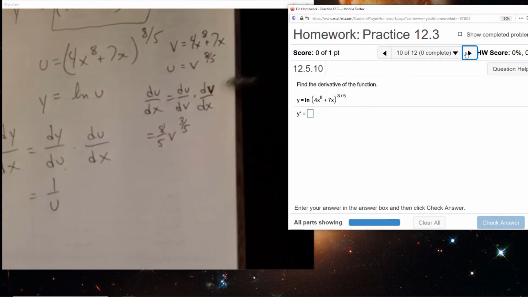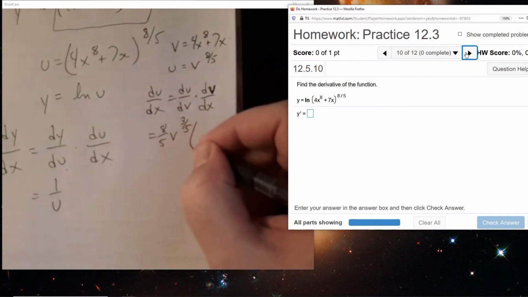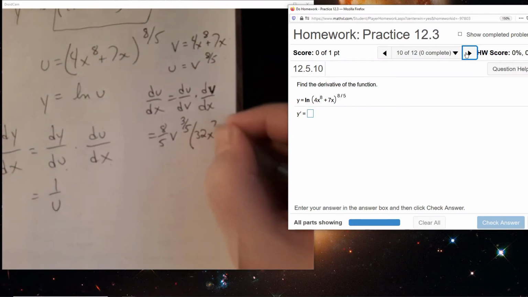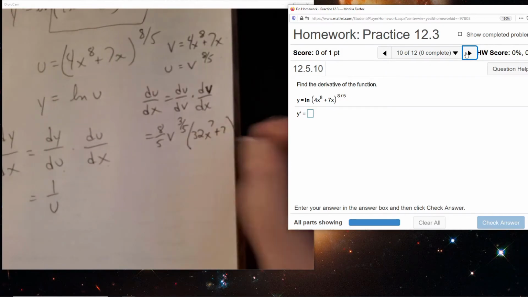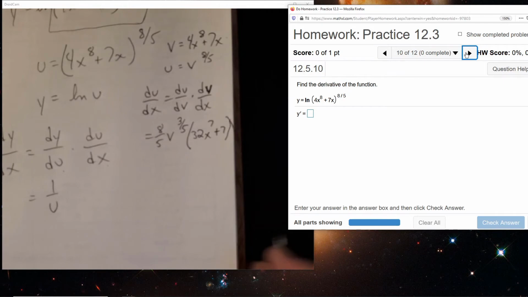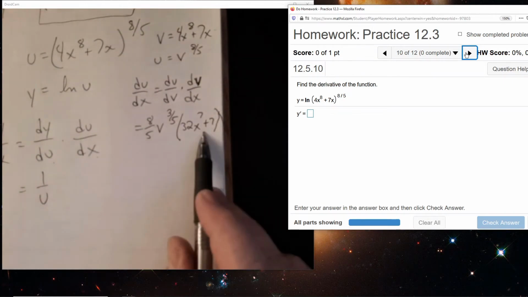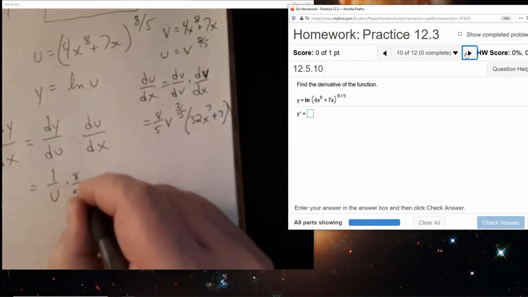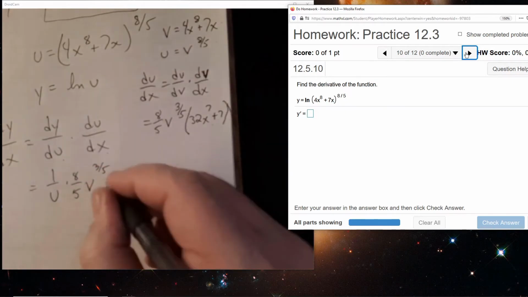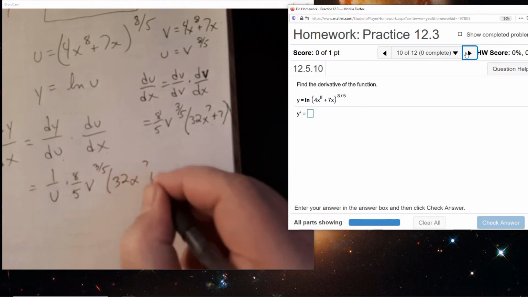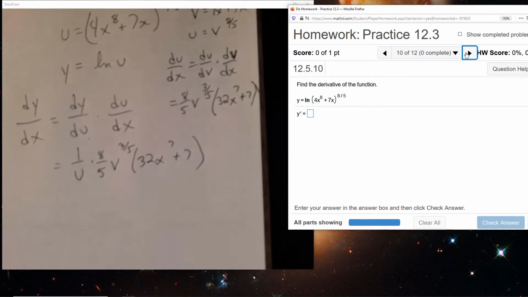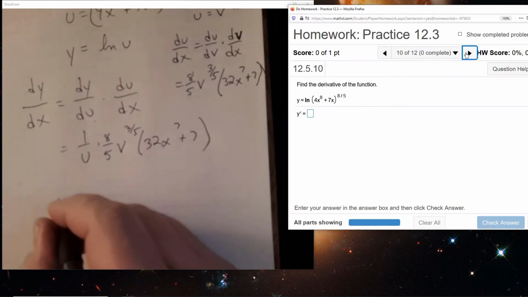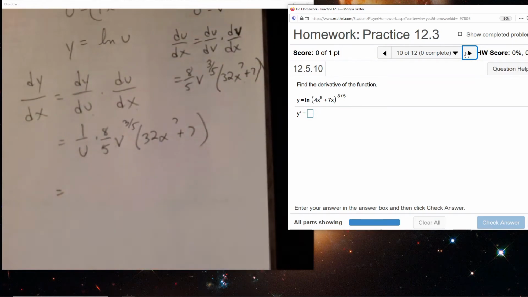We multiply this by the derivative of v. Here is v. And so the derivative of v, 8 times 4 is 32 plus 7. This is du dx. Now our last step to do is to plug in what u and v are.